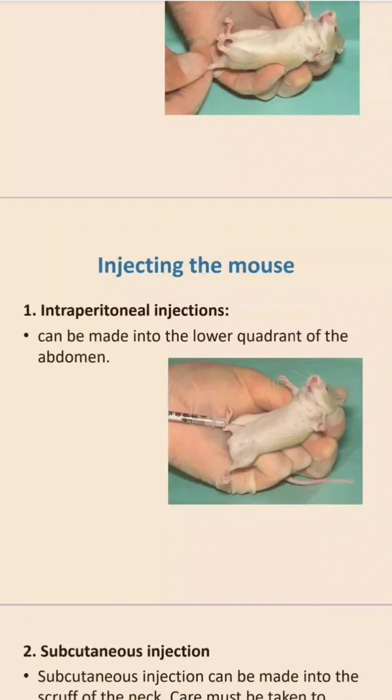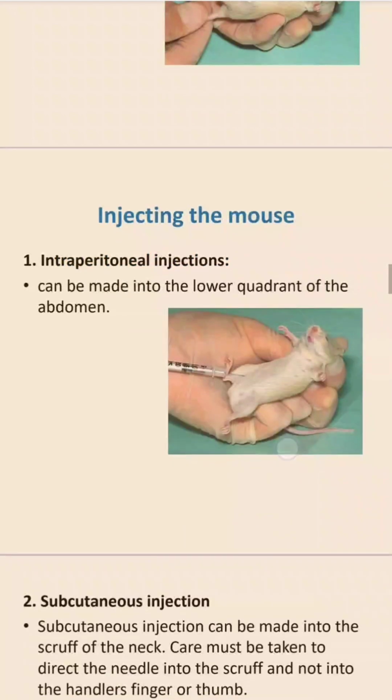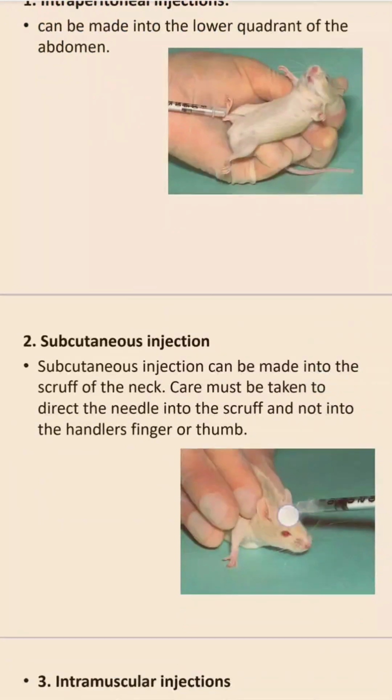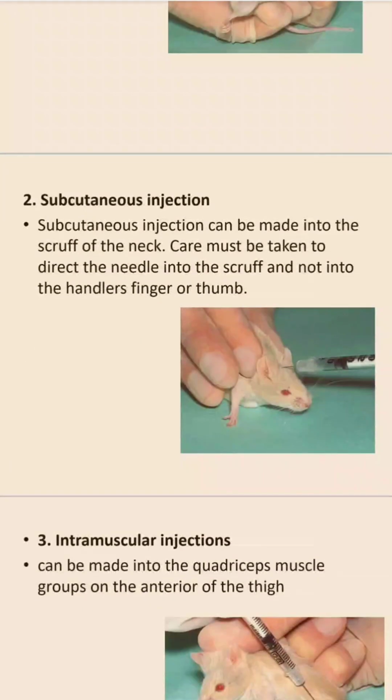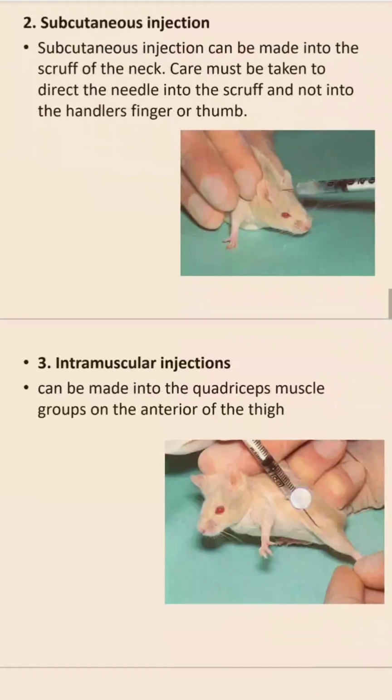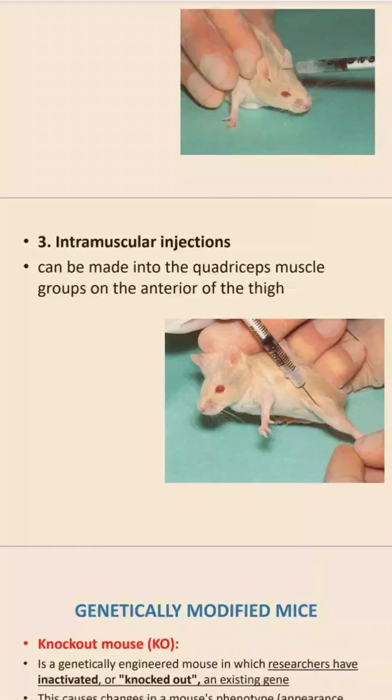Injecting the mouse: now we'll see the intraperitoneal injections. They can be made into the lower quadrant of the abdomen. Subcutaneous injections can be made into the scruff of the neck. Care must be taken to direct the needle into the scruff and not into the handler's finger or thumb, so we have to inject very carefully. Intramuscular injections can be made into the quadriceps muscle group on the anterior of the thigh.